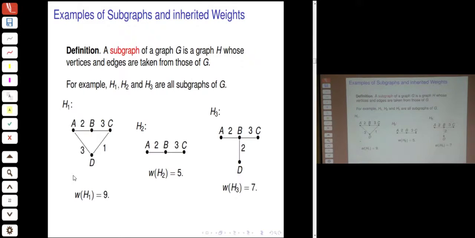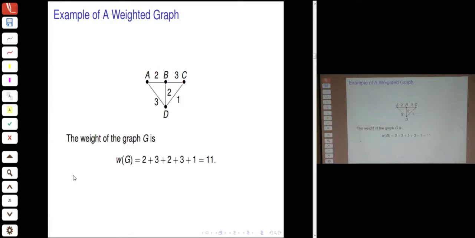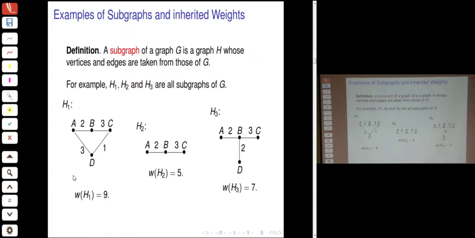Okay, so example. Just now we have this G. G is A, B, C, D. Now I want to look at some of its subgraphs. For example, this guy is a subgraph because I just erase one edge, BD, together with the weight. So H1 is a subgraph. The total weight, if you add, is 9. Now you can erase some other edges. You can erase these two altogether, so you get ABC, and then you get another subgraph. The weight for the subgraph is 5. And similarly, it's BC.